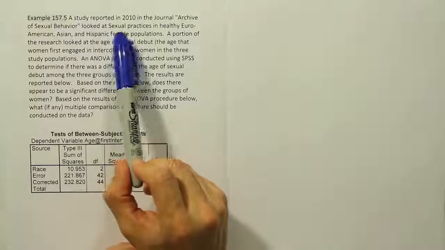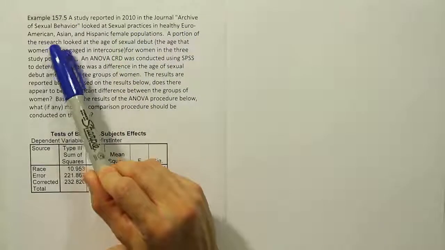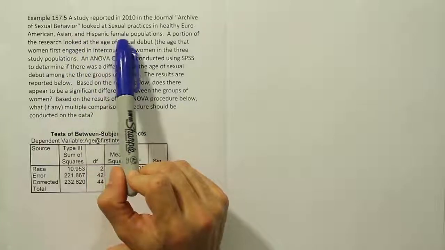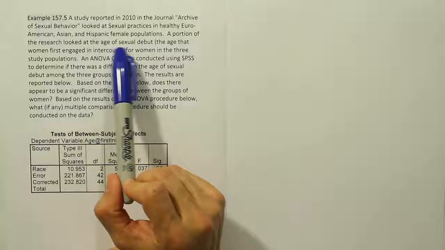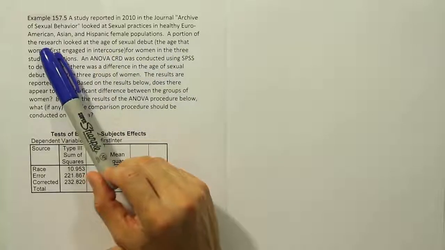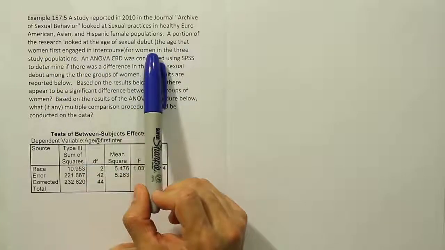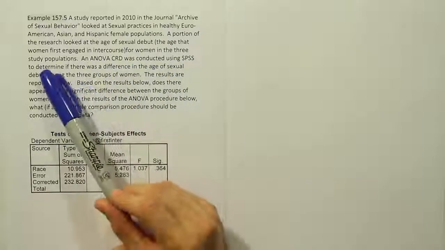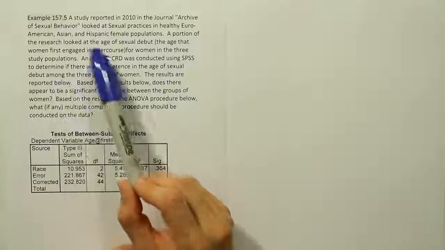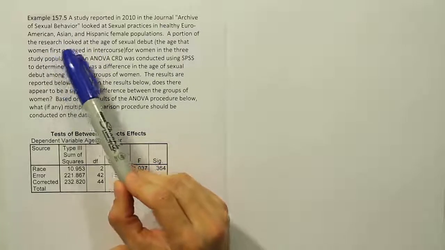A study reported in 2010 in the journal Archive of Sexual Behavior looked at sexual practices in healthy European, American, Asian, and Hispanic female populations. A portion of the research looked at the age of sexual debut, the age that women first engaged in intercourse, for women in the three study populations mentioned above, European American, Asian, and Hispanic.